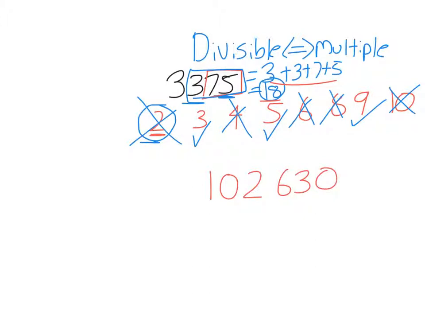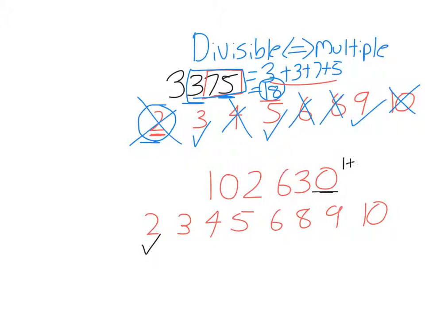We're going to see, is this number divisible by 2, 3, 4, 5, 6, 8, 9, and 10, as we just did. So to check whether it's divisible by 2, look at the last digit. Yep, it's 0, so this number is divisible by 2. The divisibility test for 3 was you add up the digits, so 1 plus 2 plus 6 plus 3. We don't need to add the zeros. That gives us 12. 12 is also a multiple of 3, so this number is divisible by 3.